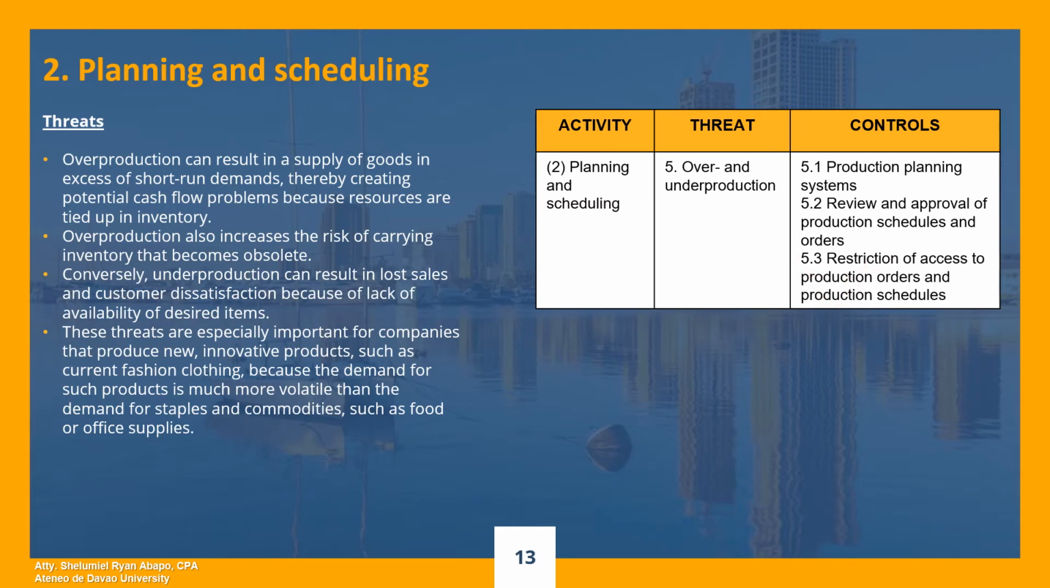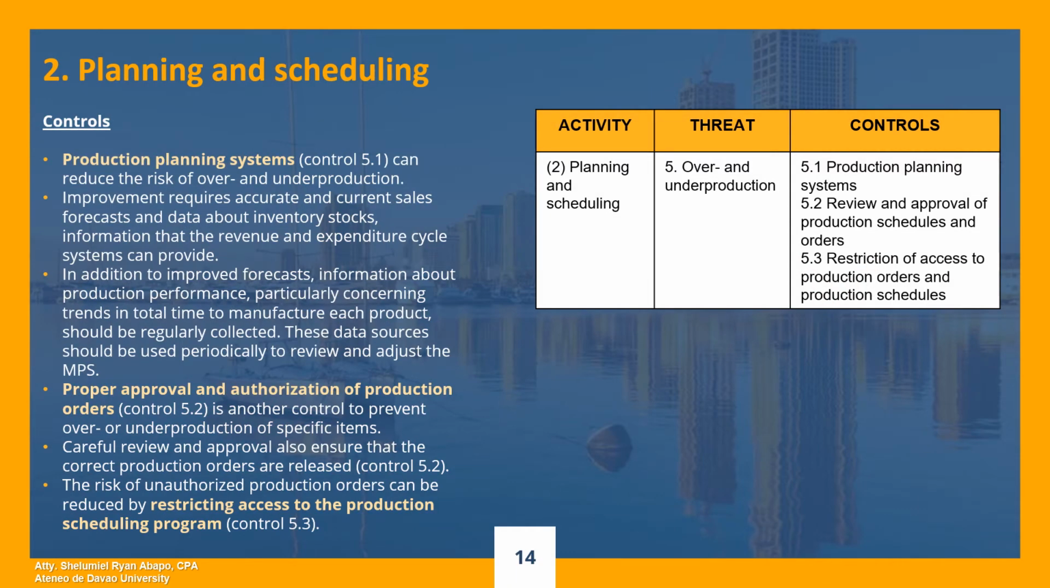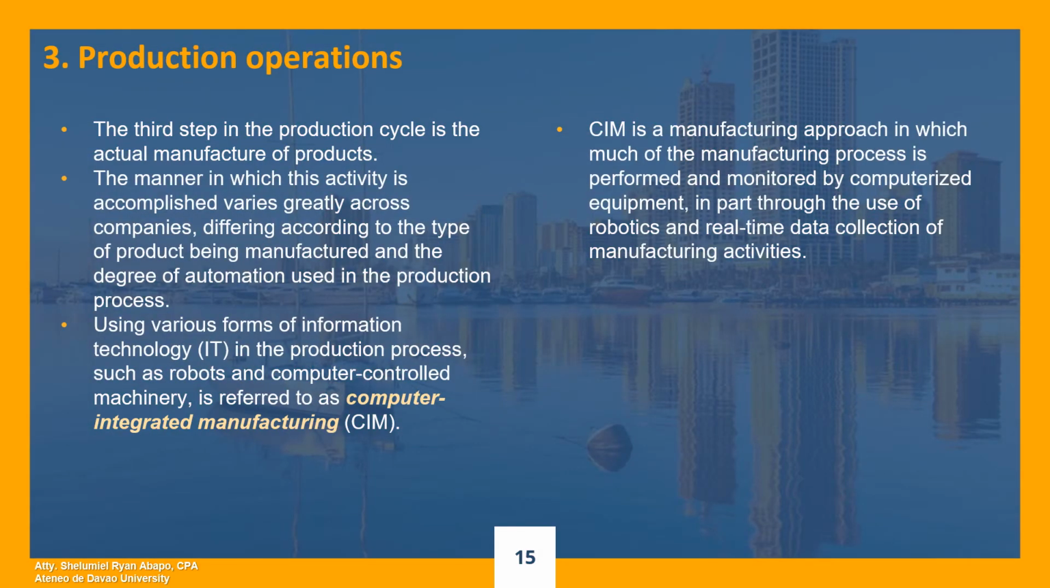Let's proceed to production operations, the third step in the production cycle, which is the actual manufacture of products. The manner in which this activity is accomplished may vary greatly across different companies, since they may differ according to the type of product that they are manufacturing and the degree of automation used in the production process.